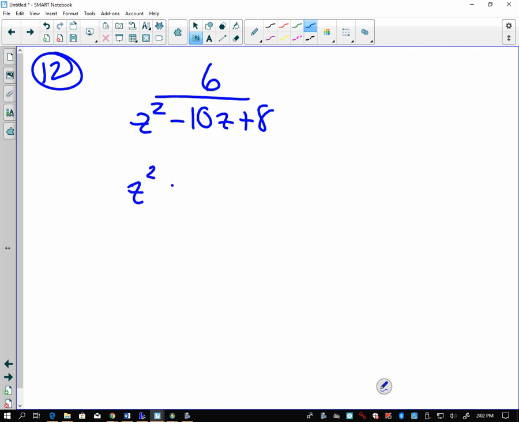I've got z squared minus 10z plus 8. How do I find the zeros? Factor. All right, so maybe something like this, right? What are going to be the first terms? I know I'm going to get z. I'm going to get z. All right, it's minus plus. So that ought to tell me something about the kinds of signs that exist in there.